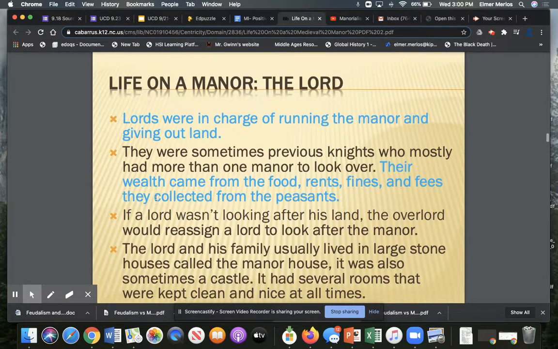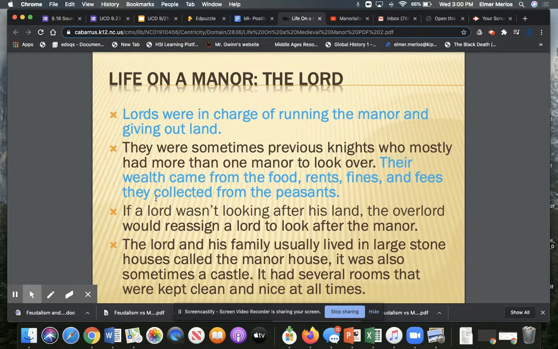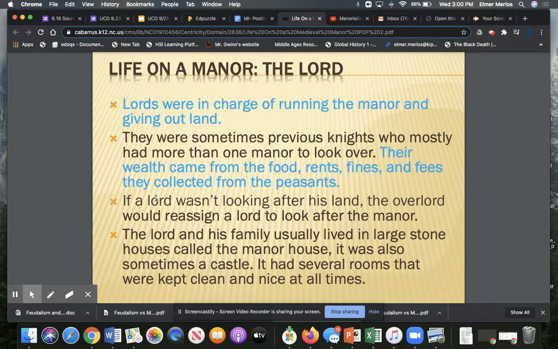Life of the manor for the lord. They're in charge. They're like the big boss, right? They make the rules and laws, and if you don't like them, you can leave, right? But you're going to go to a different lord, and they're going to have the same problem. Lords were in charge of running the manor and giving out land. Sometimes they were knights, maybe, or a knight could be a lord too.